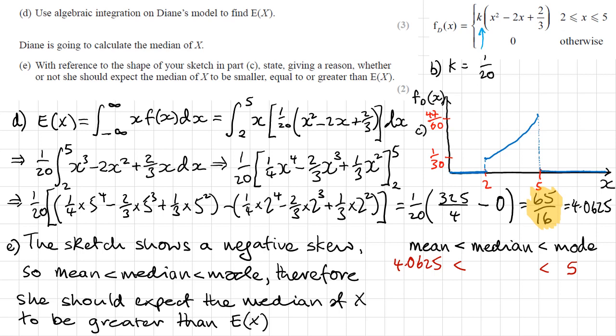So we can finish off by saying, so the mean is less than the median, it's less than the mode, that's a negative skew. Therefore she should expect the median of x to be greater than E of x, the mean. The median of x is greater than the mean. So that's the word that we're going to be looking for.